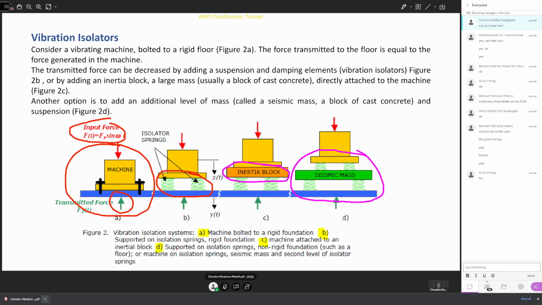This way it is possible to isolate the effect of the base, which causes transmitted forces on the machines. This type of technology is used in many parts of Japan. When they construct huge buildings, they avoid the collapse of the buildings, particularly due to high magnitude earthquakes.